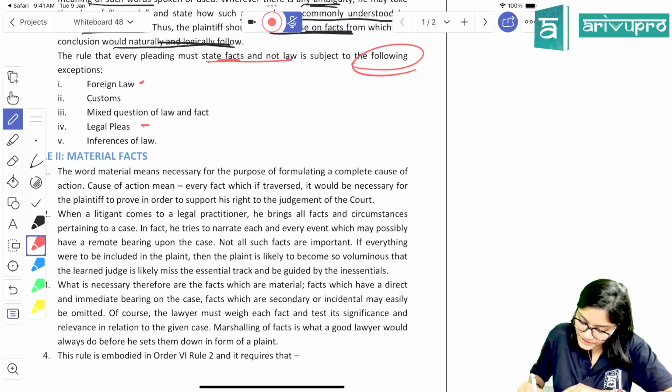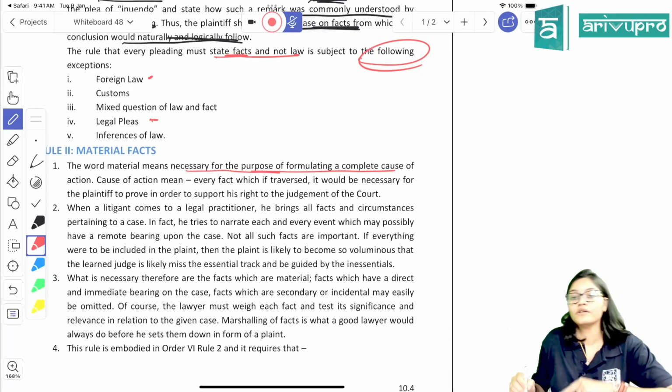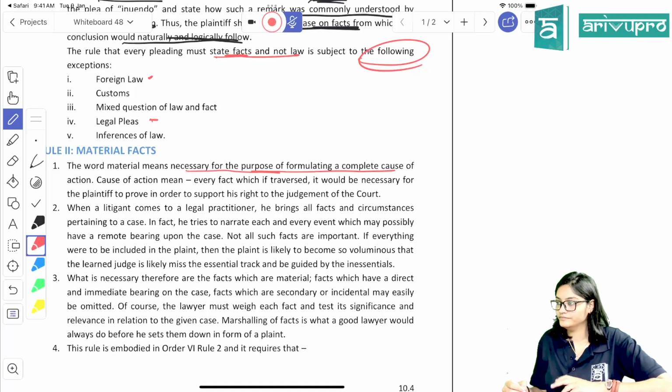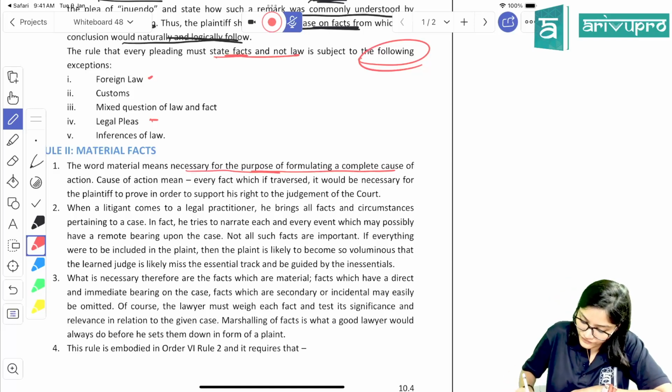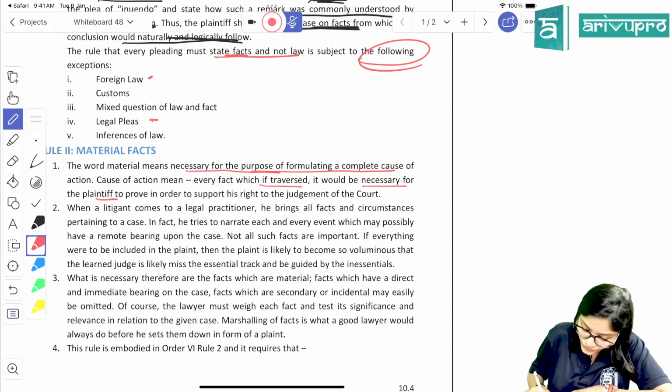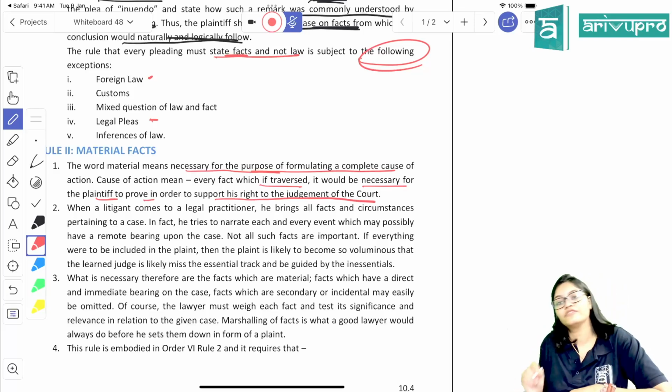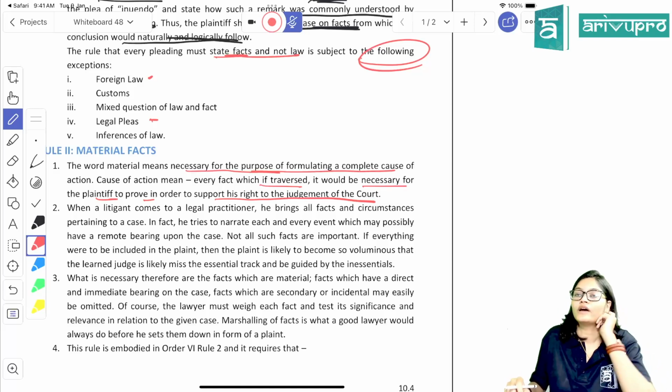The word material means necessary for the purpose of formulating a complete cause of action. Whatever information is necessary, that is material. Cause of action means what? Every fact which, if traversed, it would be necessary for the plaintiff to prove in order to support his right to the judgment of the court.